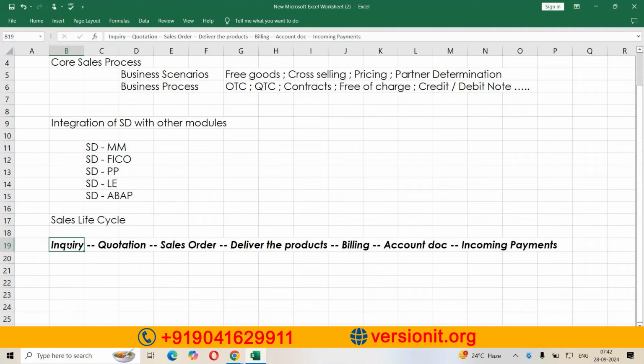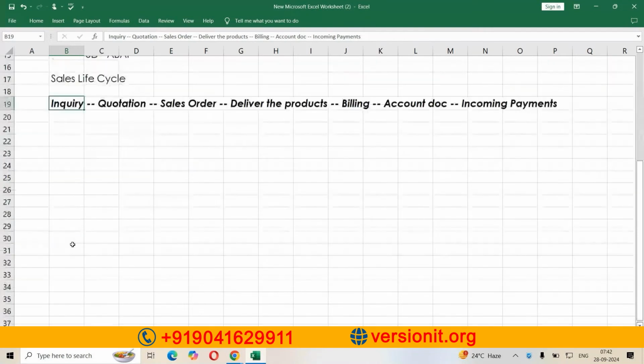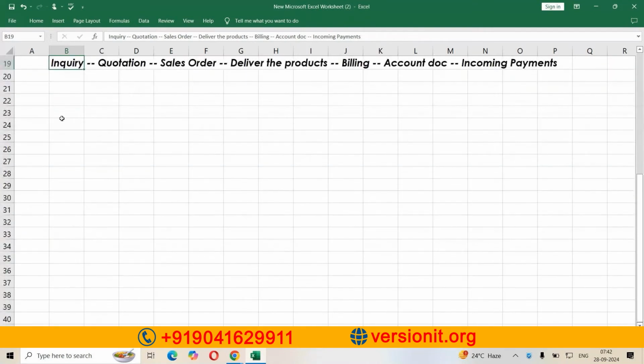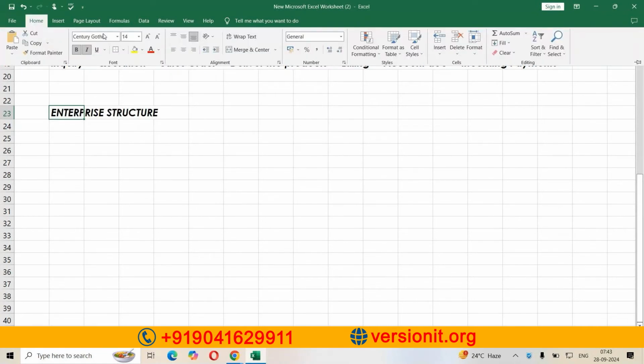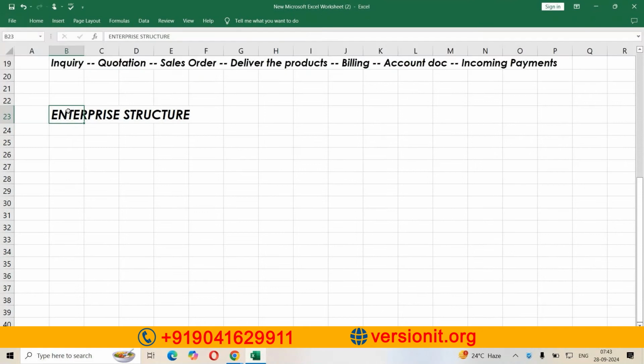Now, to run this particular functionality on SAP, there are going to be a lot of things we are going to be exploring. And as a part of it, the first thing we try to work is going to be enterprise structure. This is going to be the first thing we try to work out with: enterprise structure, or we can call it as organization structure as well.